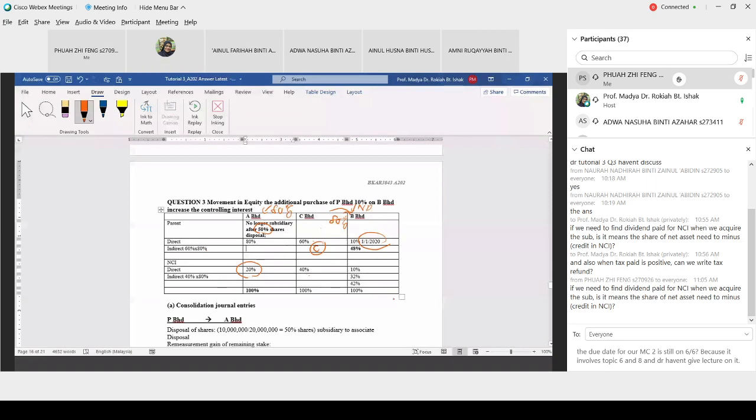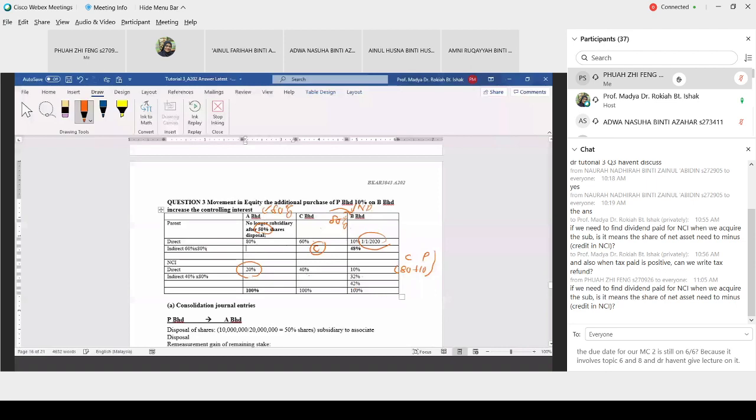For the NCI, directly here you have 80% held by C, plus another 10% held by P. So altogether 90%, so directly NCI only has 10%. Indirectly, 40% times 80% equals 32. So altogether 42, and then you have 48 for the parent. So this is what you have for the movement in the equity.